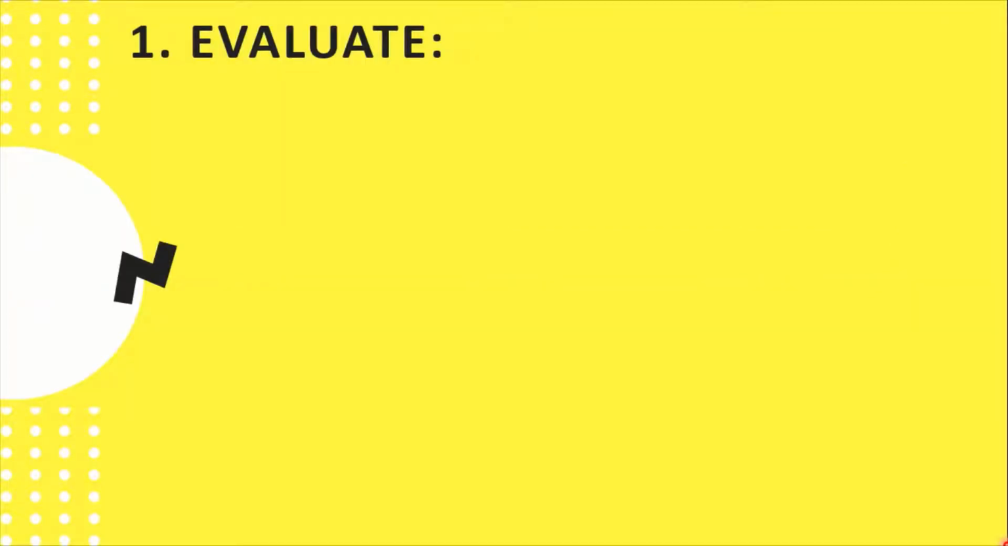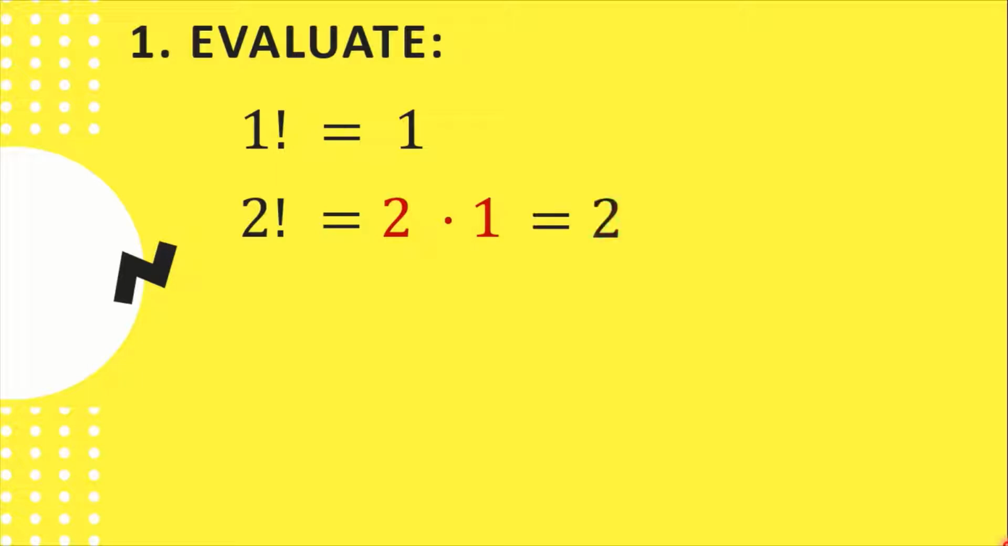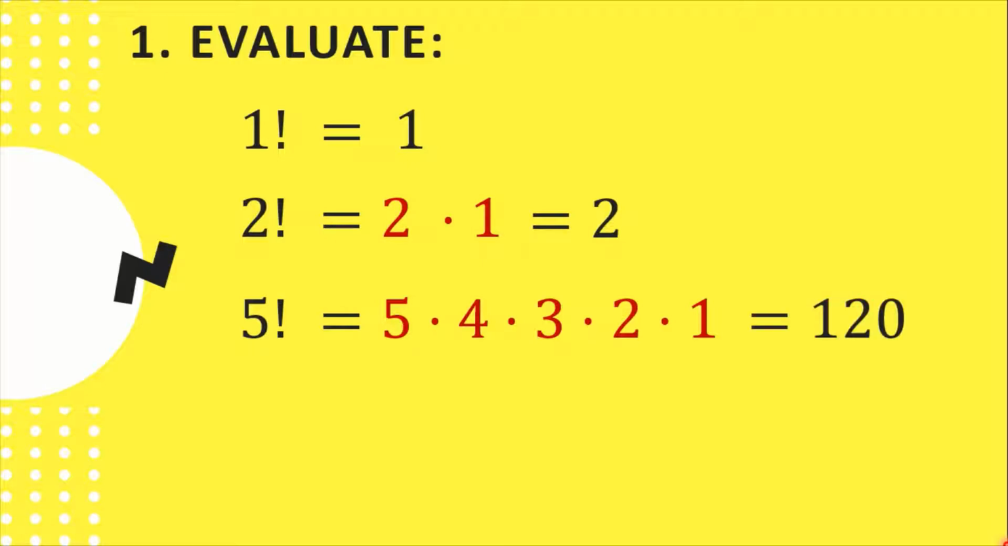Now, let's evaluate. 1 factorial is equal to 1. 2 factorial is 2 times 1 and that is equal to 2. 5 factorial is 5 times 4 times 3 times 2 times 1. So, kapag minultiply natin lahat yan, the answer is 120. So, 5 factorial is equal to 120. So, we have a special case that is 0 factorial is equal to 1.